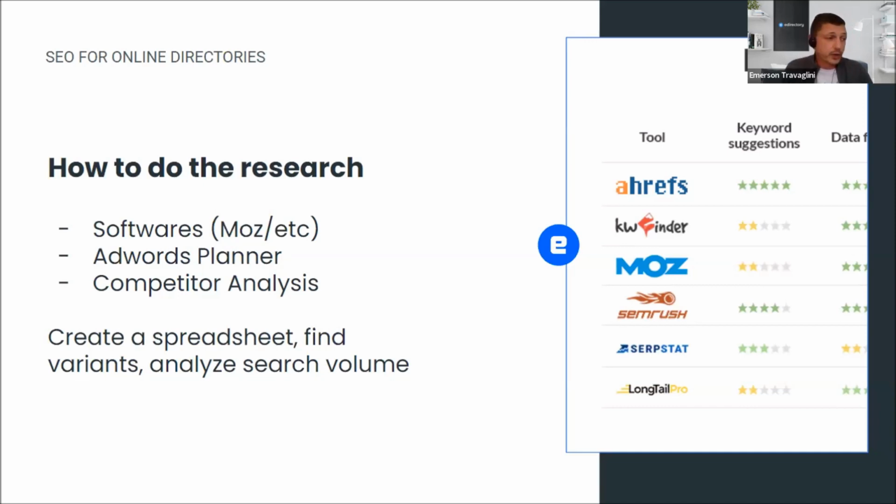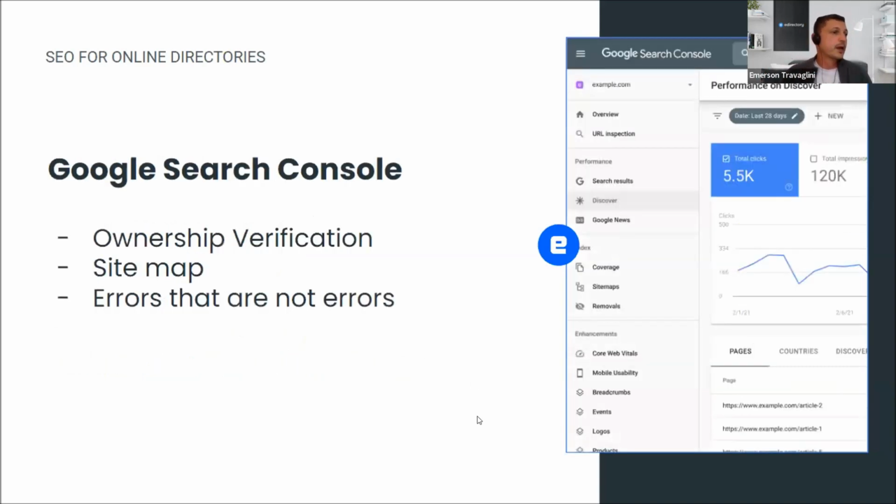But basically, we are going to create a spreadsheet, find variants, analyze search volume, and choose what makes more sense for you, what's easier or faster to compete and have more exposure on search results.